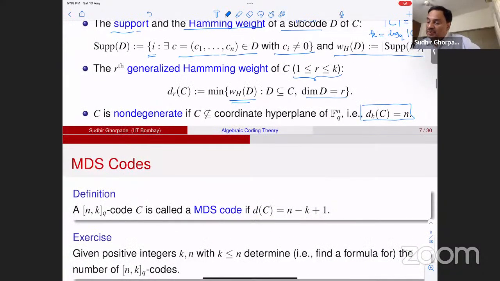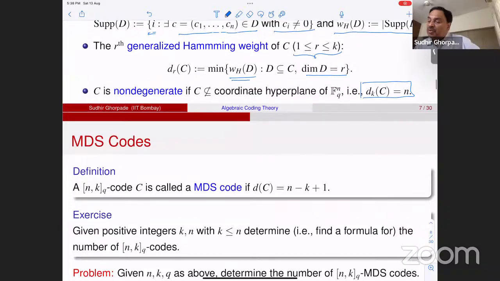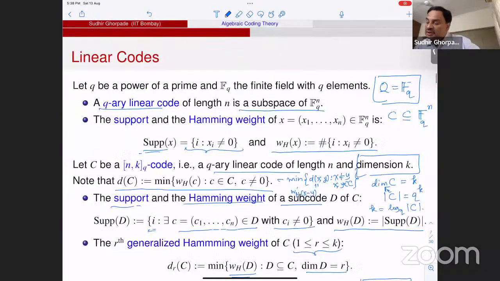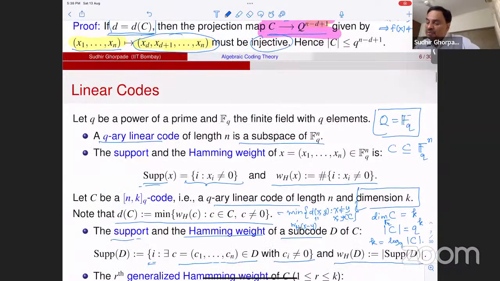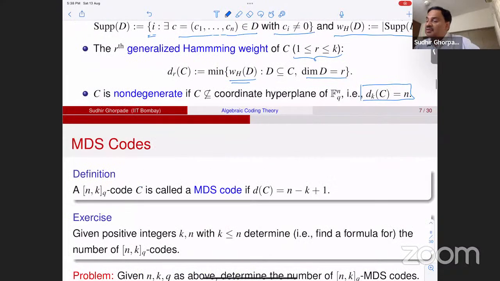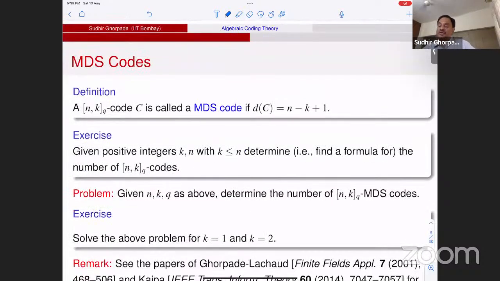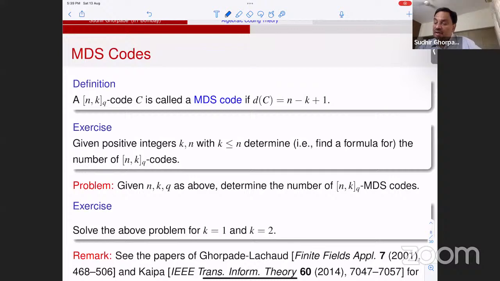I told you that a code is good if this minimum distance is large. There is a very important class of codes which is optimal in some sense. These are called MDS codes. What does MDS stand for? It stands for maximum distance separable, but people hardly ever use this full form. They just say MDS, maximum distance separable code.